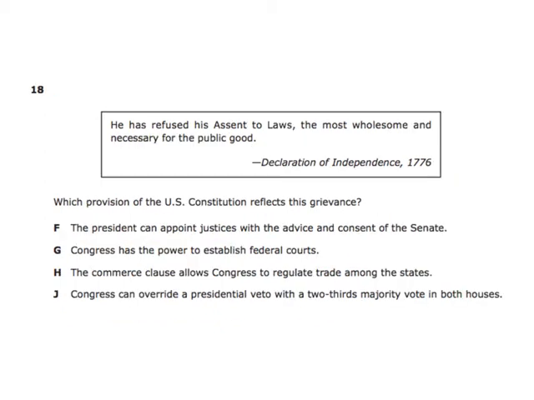He has refused his assent to laws, the most wholesome and necessary for the public good. Declaration of Independence, 1776. Which provision of the U.S. Constitution reflects this grievance? The President can appoint justices with the advice and consent of the Senate. Congress has the power to establish federal courts. The Commerce Clause allows Congress to regulate trade among the states. Congress can override presidential veto with a 2/3 majority vote in both houses.